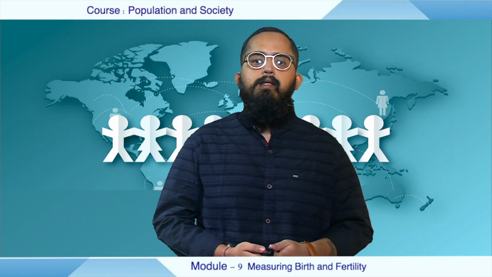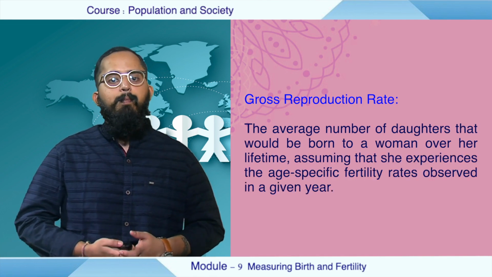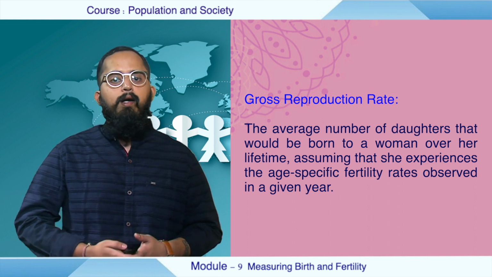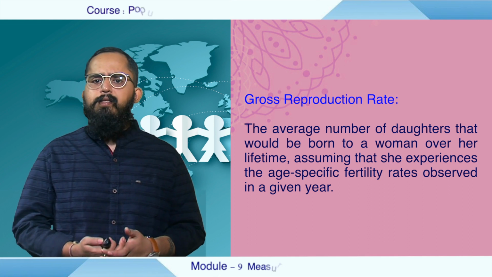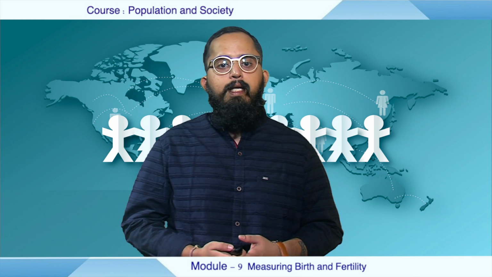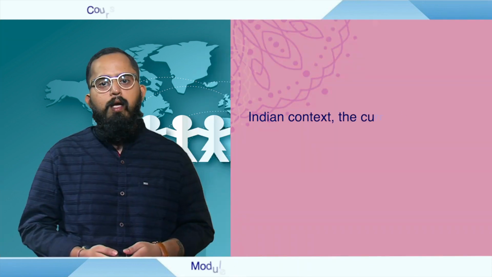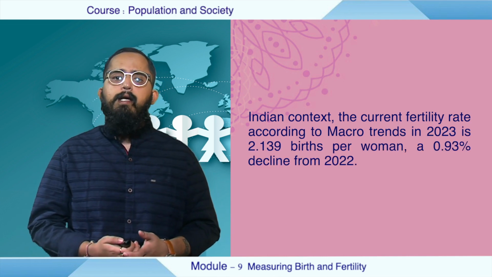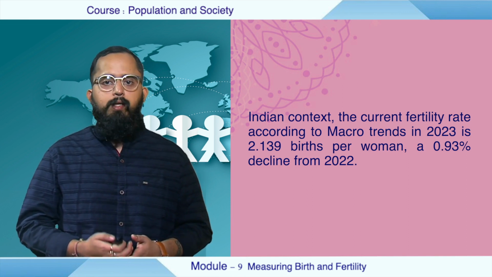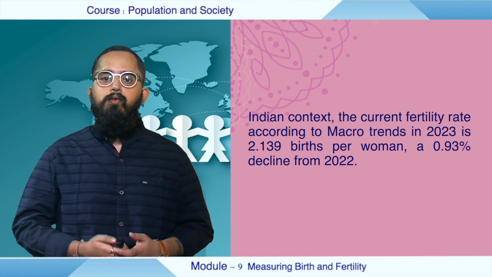The next measure is the gross reproduction rate. Now another measure of fertility is the GRR, which represents the average number of daughters that will be born to a woman over her lifetime, assuming that she experiences the age-specific fertility rates observed in a given year. In other words, it is an extension of the total fertility rate and is more gender-specific in nature. In the Indian context, the current fertility rate according to macro trends in 2023 is 2.139 births per woman, which was a 0.93% decline from 2022.